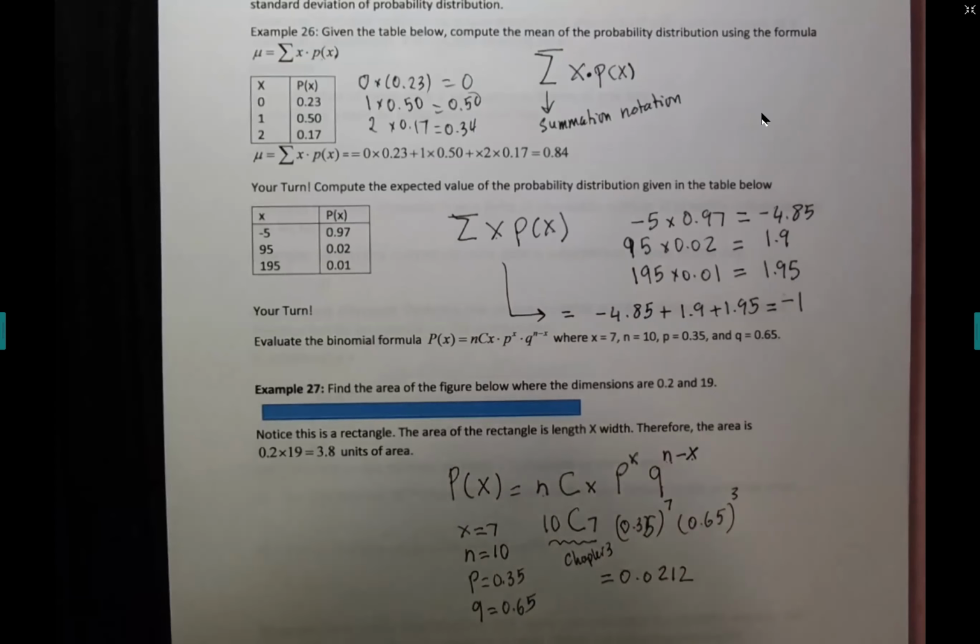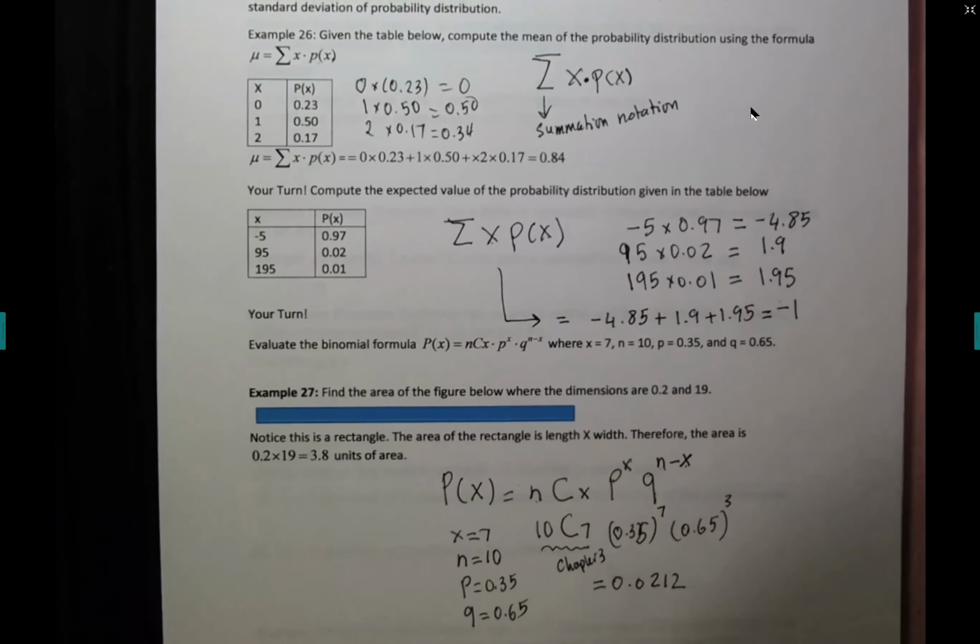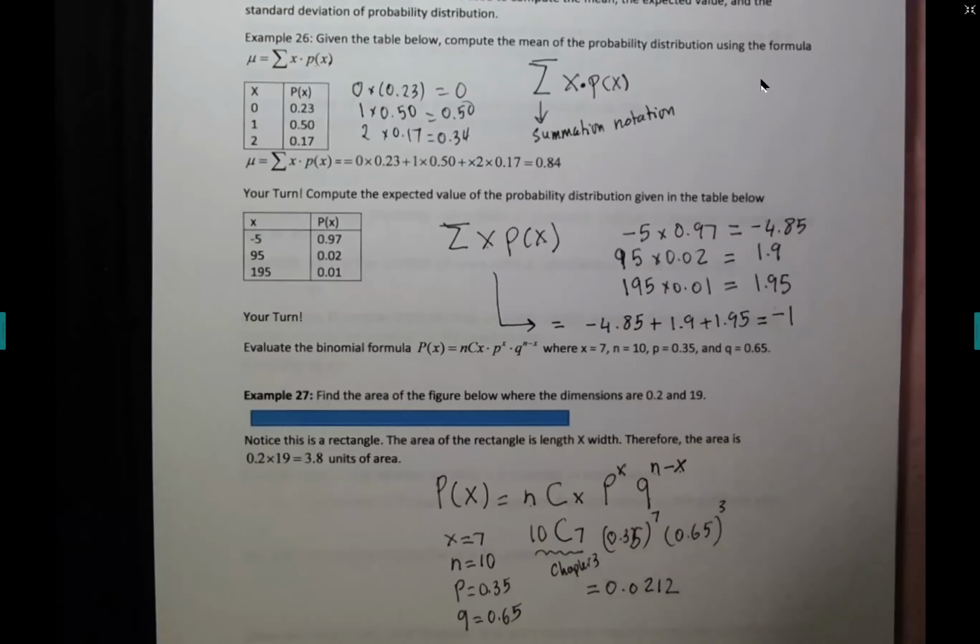All right. So that's what we need. Skills review for chapter 4.